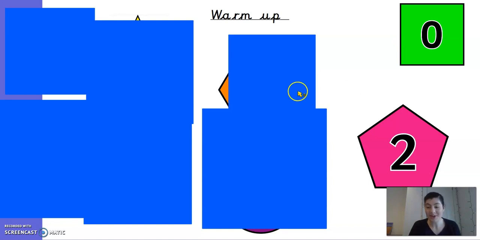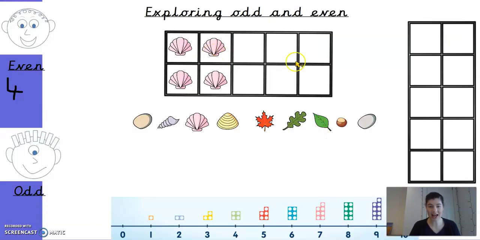Okay, well done. Right then, we are now going to carry on thinking about our odd and even numbers. So, as you can see here, I've got a tens frame. Do you remember a tens frame has 10 boxes in it, which is how we know it's a tens frame.